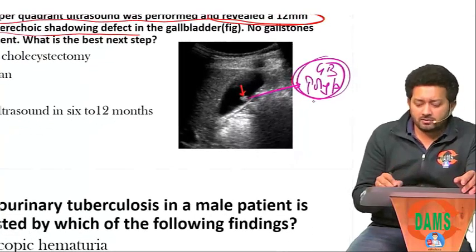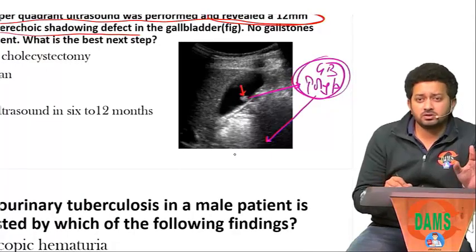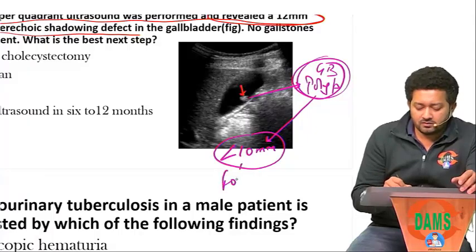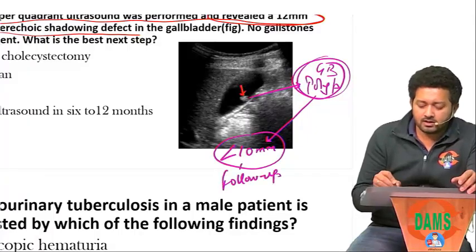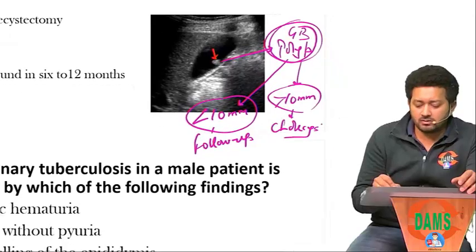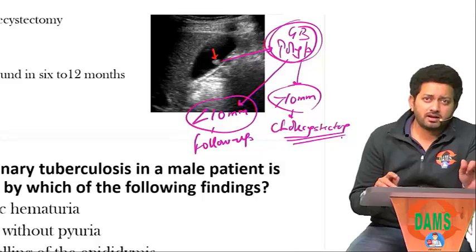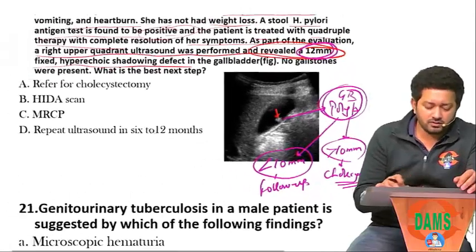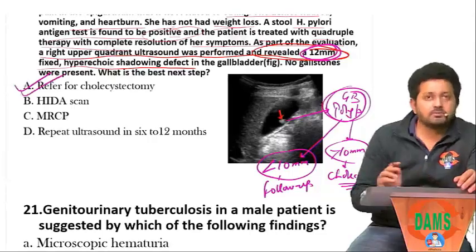So in a gallbladder polyp, the management depends on the size. If it is less than 10 mm, then you will do follow-up. If it is more than 10 mm, then in these cases you have to do a cholecystectomy, because a gallbladder polyp more than 10 mm increases the risk of gallbladder cancer. So in our question it is 12 mm, so you will do a cholecystectomy.